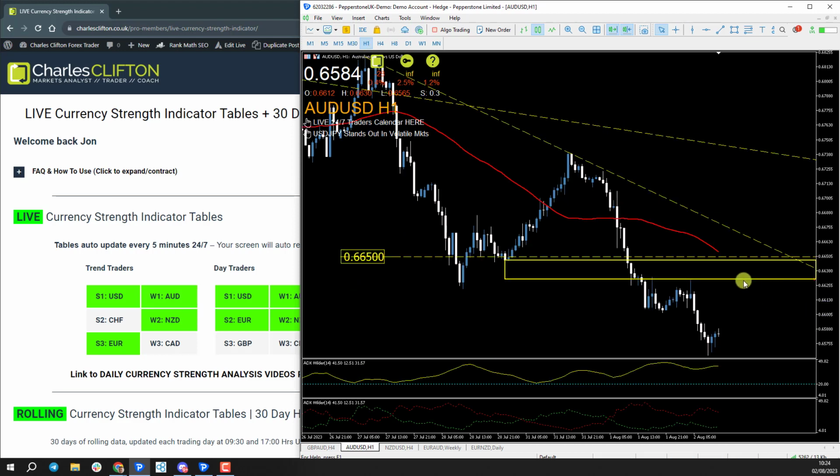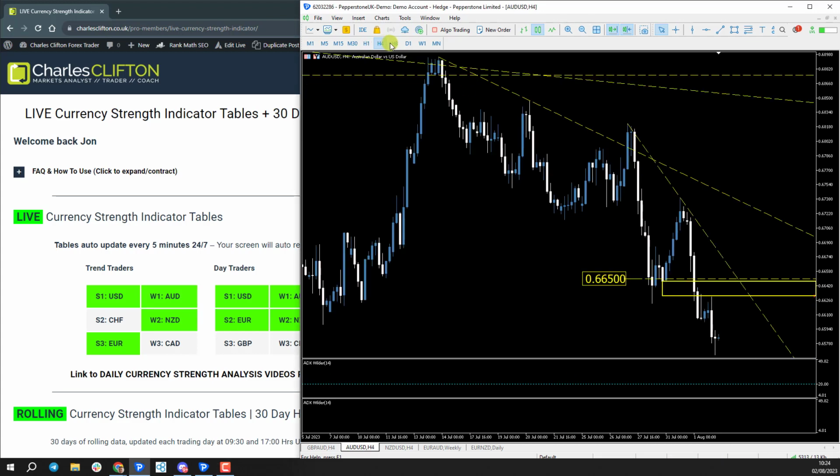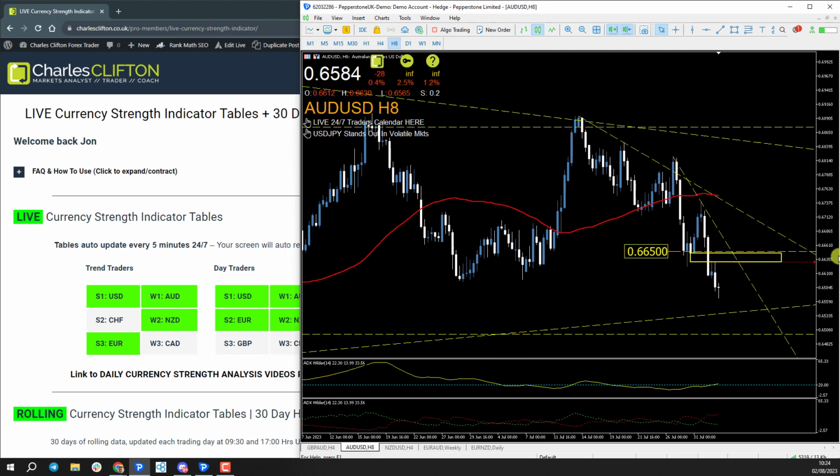If I go down to the hourly chart, you can see we've also got the 50 moving average there as well. So what we may look for is if price comes back into that area, back into this resistance, do we get a double top pattern? Do we get a rejection of the 50 MA? Anything like that could be a good opportunity to see price trade to the downside. So quite like that opportunity there on Aussie US dollar.